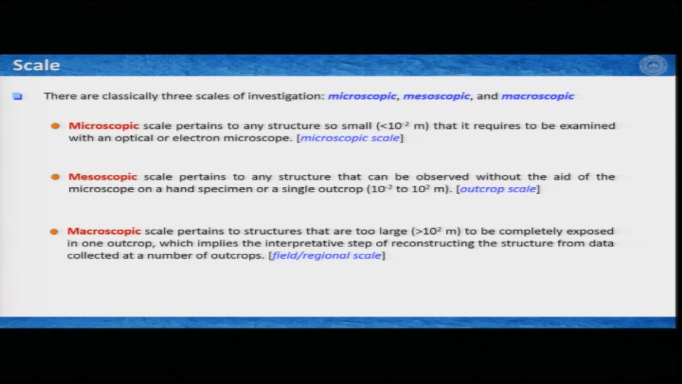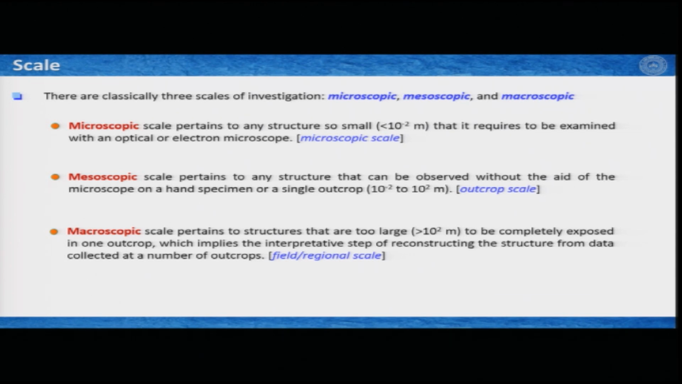For the scales, we generally cover 3 different terms: microscopic, mesoscopic, and megascopic. As the name suggests, microscopic is something that you observe under a microscope, be it an optical microscope or electron microscope, and we call it microscopic scale. Mesoscopic scale is something that you can cover just by a view. So it is a scale or structure that can be observed without the aid of microscopes, on a hand specimen or a single outcrop and so on.